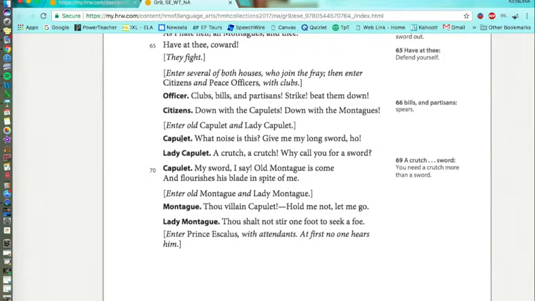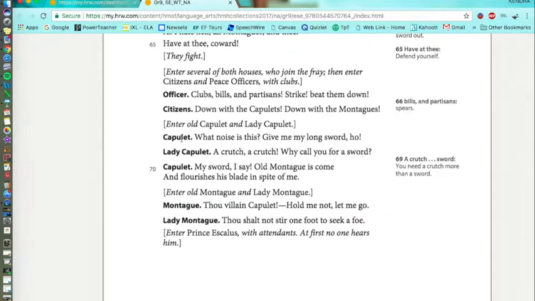And then old lady Capulet and Lord Capulet come in. And they're like, "What noise is this? Give me my long sword, ho!" That just means, give me my long sword, please.